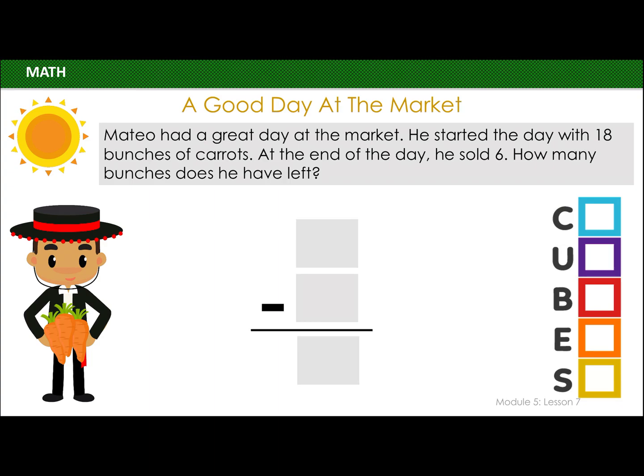So my word problem says, Mateo had a great day at the market. He started the day with 18 bunches of carrots. At the end of the day, he sold 6. How many bunches does he have left?